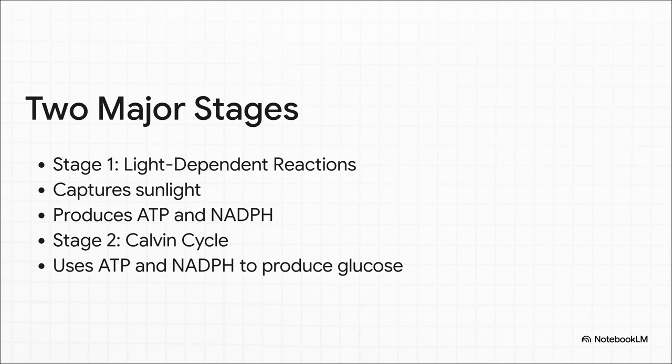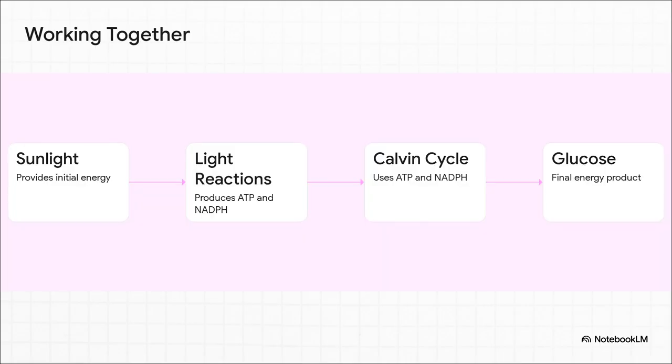Stage 2 is the Calvin cycle. The Calvin cycle uses the ATP and NADPH produced in the first stage to produce glucose. Both stages have to work together to convert light energy into chemical energy. If we trace the linear path of energy through these 2 stages, it makes perfect sense.